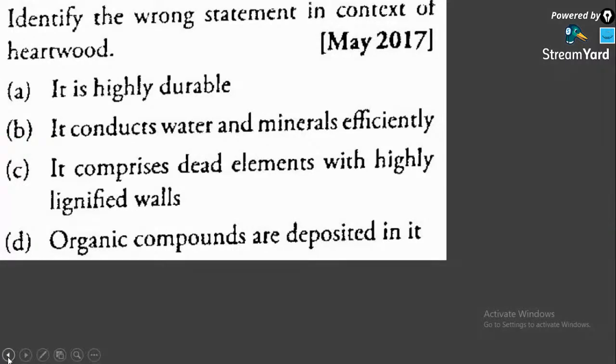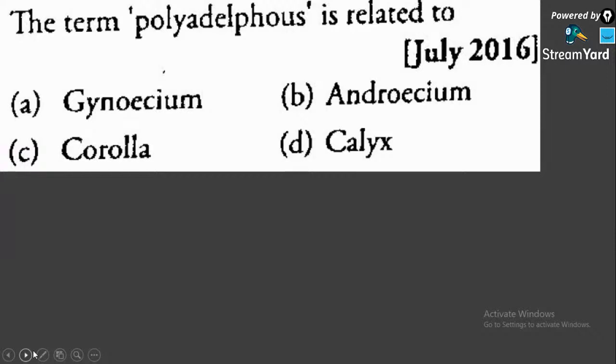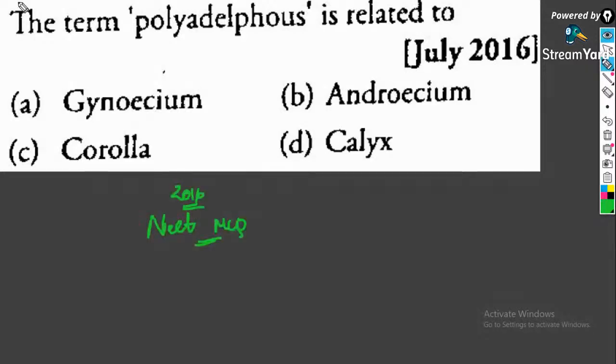Next question. Simple question. July 2016 NEET MCQ. A direct question from your NCERT 11, Morphology of flowering plants. The term polyadelphous is related to gynoecium, androecium, corolla, calyx.